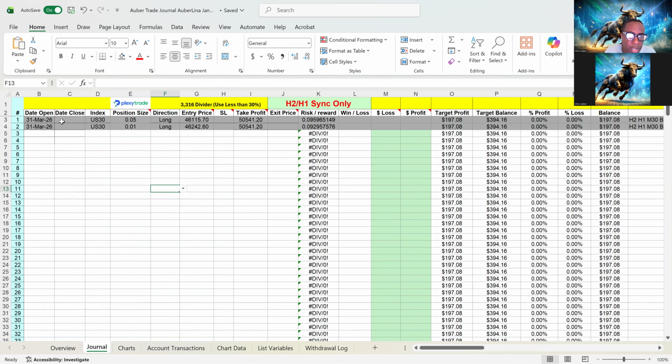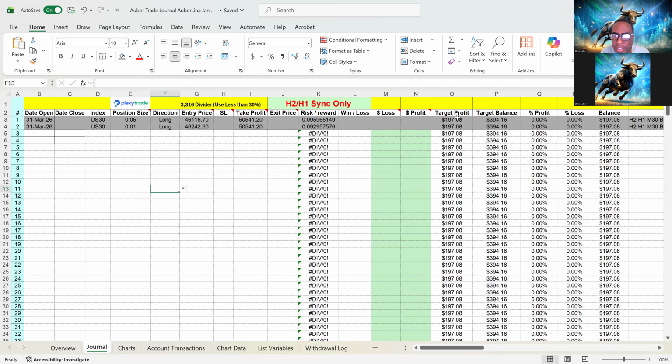Okay. Then we have the journals. So these are going to be my entries: the index that I'm trading, the position lot size, the direction I'm going in, whether I'm taking longs or retracement sells. It's going to be my entry price, stop loss if I use one, and also potential take profit. I usually just adjust this based on my exit price. The risk to reward ratio, also the win-loss ratio, whether I made a loss or a profit.